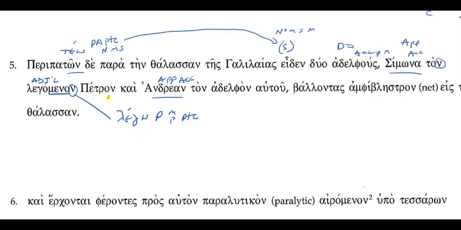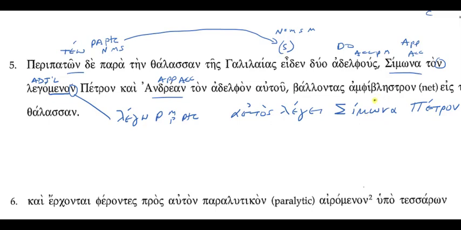Yes, that is true, but there's something that you have to know about the verb lego. I could have an expression where the verb lego is active. I could say something like, autos lege, he calls auton. Actually, here, let me do a different form. He calls Simona Petron. Okay, this will make it clear. All right, he calls Simon Peter.